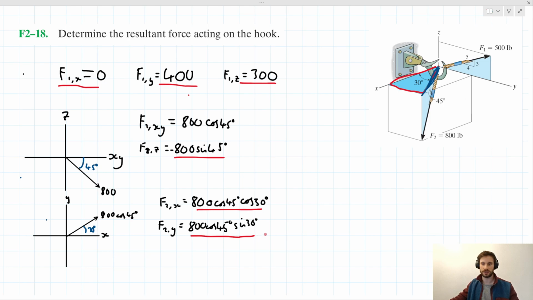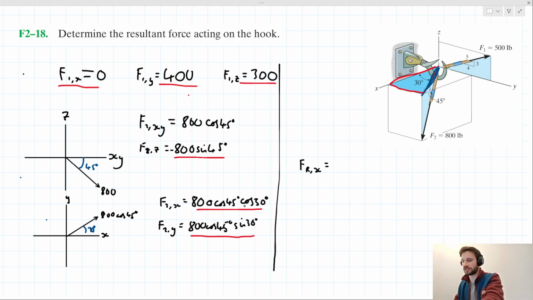Okay, so we have the x, y, and z components of each of our forces, F1 and F2 here. So now if we want to determine the components of our resultant force, we just need to add them together respectively, right? So let's draw a division line here. So we can say then FR, meaning resultant force here, comma x, is equal to 0 plus 800 cos 45 cos 30.